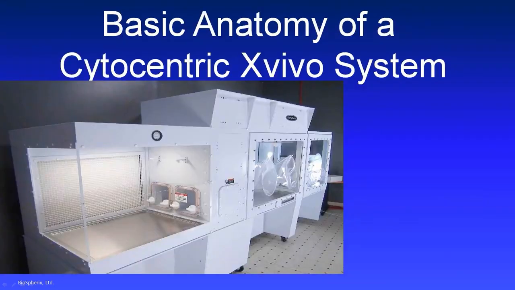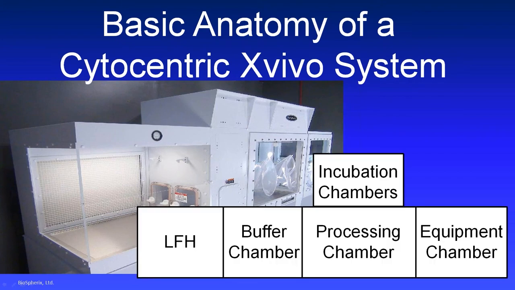So let's talk about the basic anatomy of an Xvivo system. There are 4 basic types of chambers in the Xvivo system. We're going to be going through each one of these. There's the LFH, or the laminar flow hood, which is the entry and exit point for anything being imported or exported from the system. You have buffer chambers, which go between the laminar flow hood and your processing chambers, where the action happens. Then you have incubation chambers, which you might have off of that. And then we have equipment chambers, actually, which are a specialized type of processing chamber.